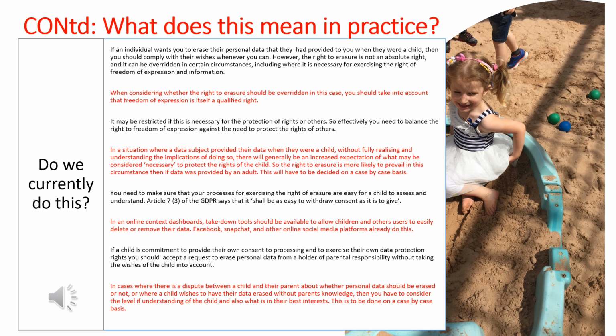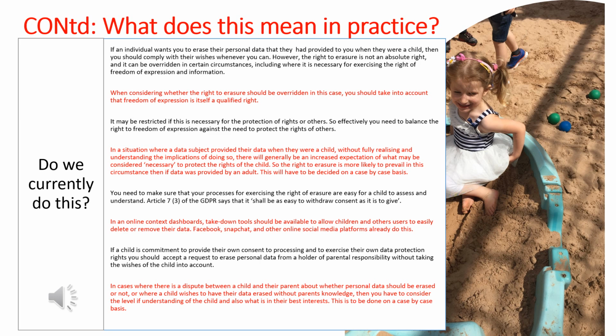When considering whether the right to erasure should be overridden in this case, you should take into account that freedom of expression is itself a qualified right. It may be restricted if this is necessary for the protection of rights of the others. So effectively, you need to balance the right to freedom of expression against the need to protect the rights of others. In a situation where a data subject provided their data when they were a child without fully realising and understanding the implications of doing so, there will generally be an increased expectation of what may be considered necessary to protect the rights of the child.